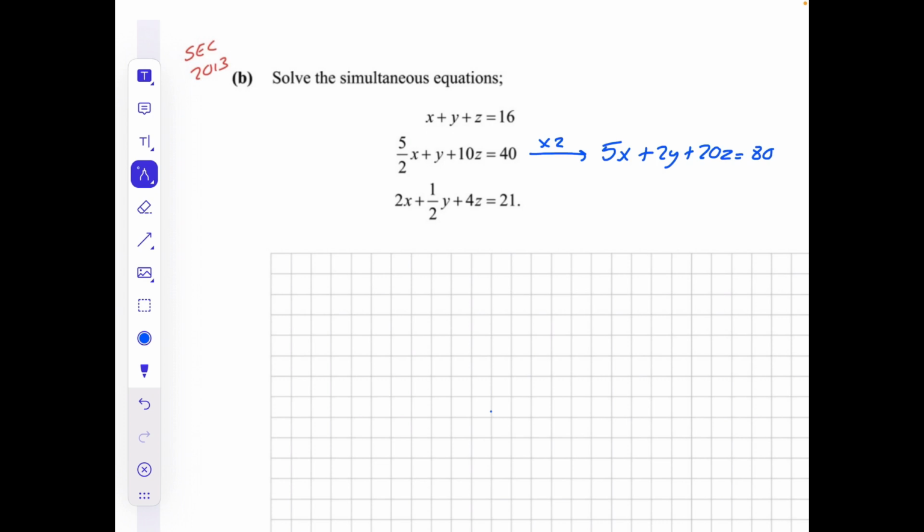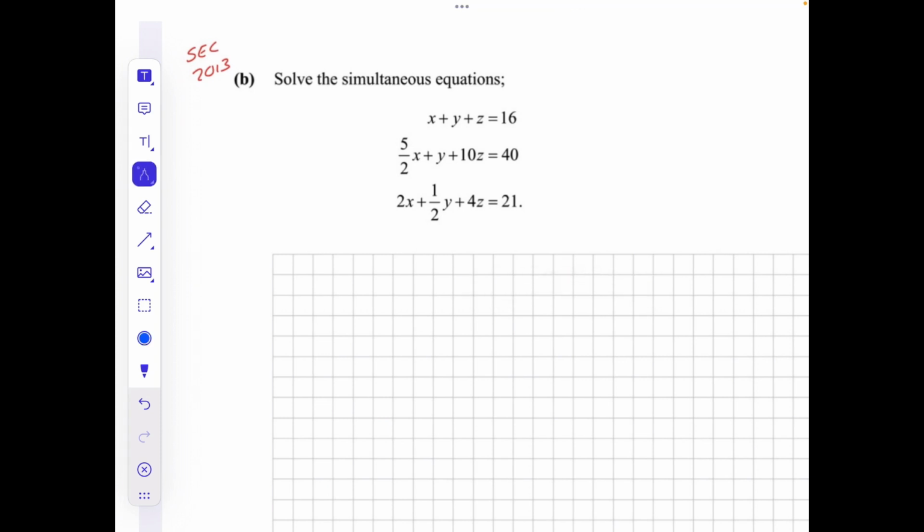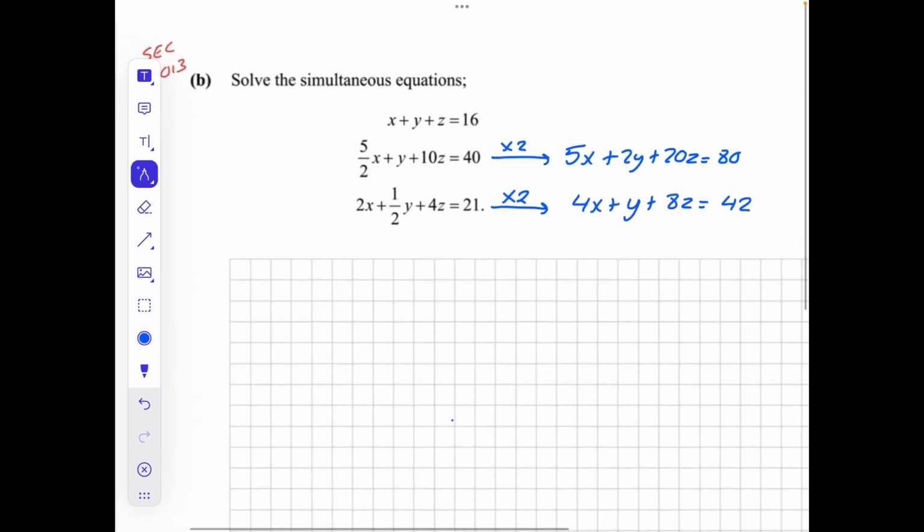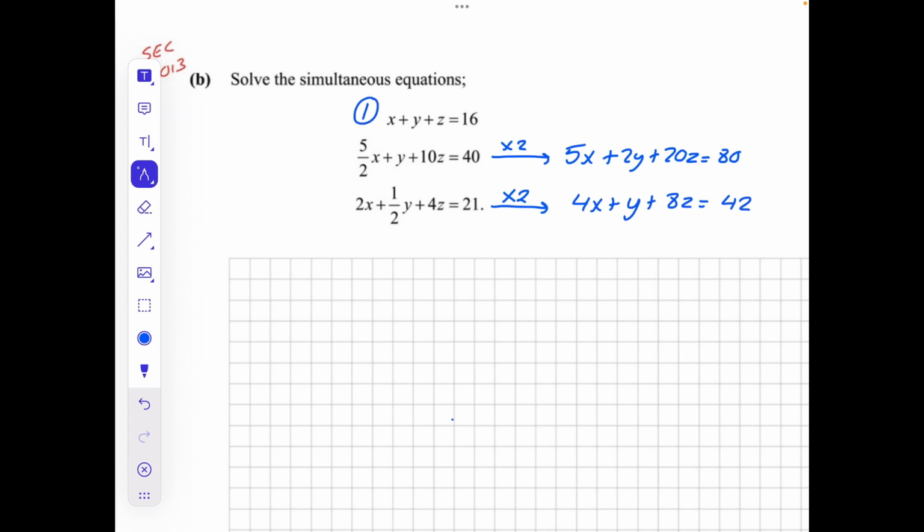No fraction left. I'm going to do the same thing with the bottom one. Okay, so equation 3. Again, because there's a 2 on the bottom of the fraction, I can multiply the whole line by 2. So it'll be 4x plus a half multiplied by 2 is going to just give me y plus 8z is equal to 42. Okay, now I have my equation 1, 2 and 3. No fractions involved, so I can continue as normal.